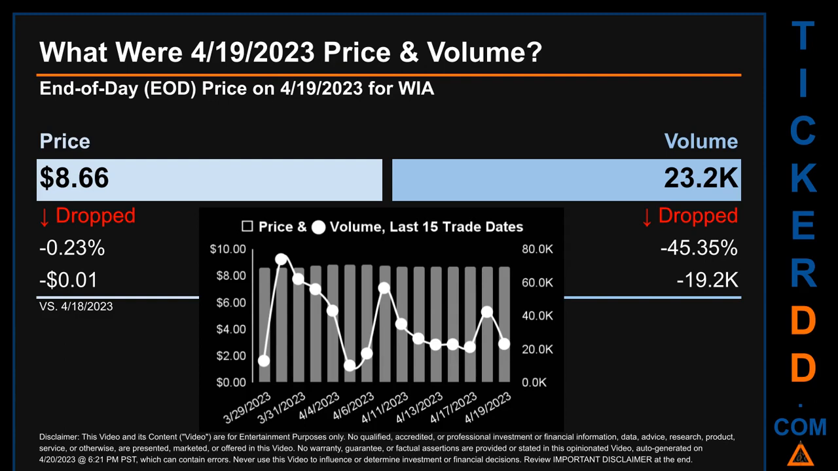Across a range of 28 cents, the max and minimum end-of-day price were respectively 8.88 and 8.6. Volume saw a range of 63.8 thousand, from a day low of 10.2 thousand to a day high of 74,000.